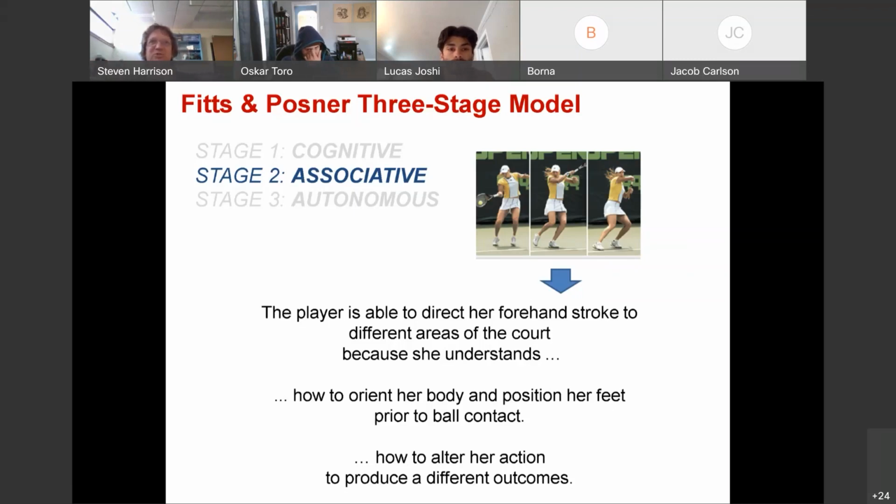She understands how to orient her body and the position of her feet prior to contacting the ball, in order to accommodate the change in situation of the ball coming from a particular direction, and in order to accommodate her intention to get the ball to go to a different part of the court when she hits it back.